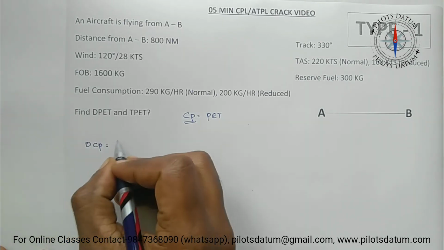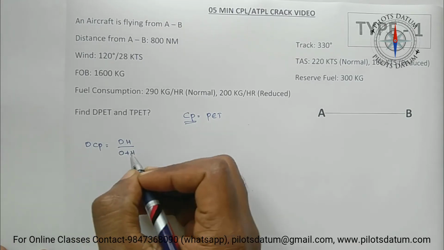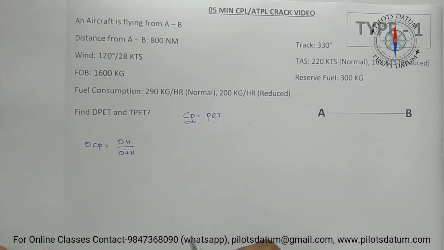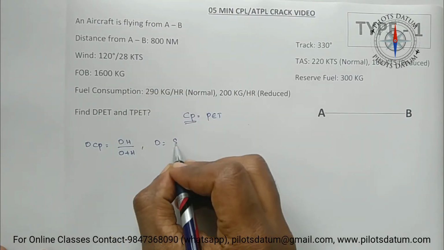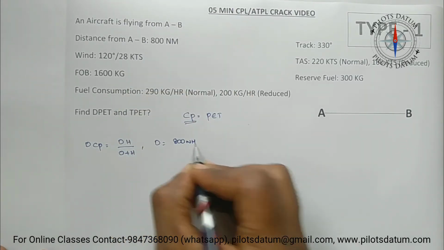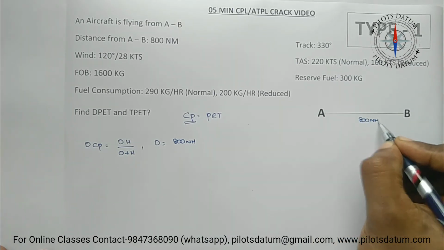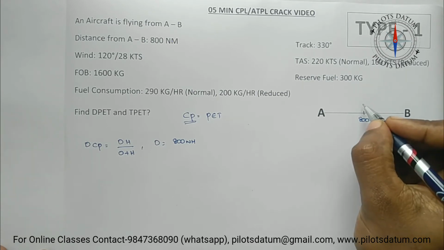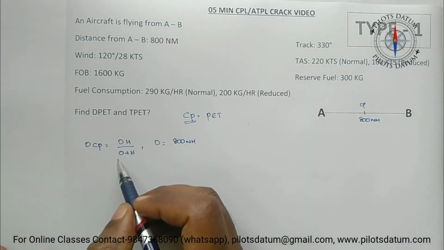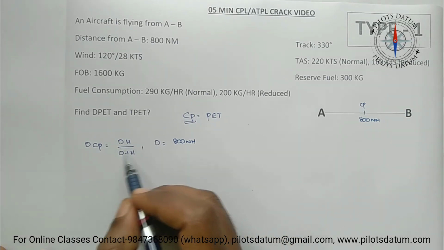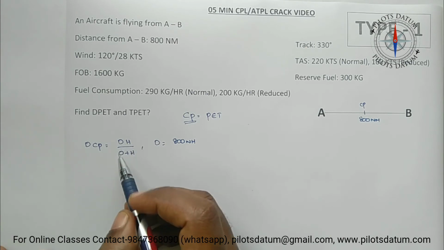dCP is given by D times H divided by O plus H. We have seen this in the theory part. So D is directly given, that is 800 nautical miles, from A to B. Suppose we are considering the CP at the midpoint. We have seen in the theory part how H and O are represented. We need H and O to solve the problem. So what is H and O?